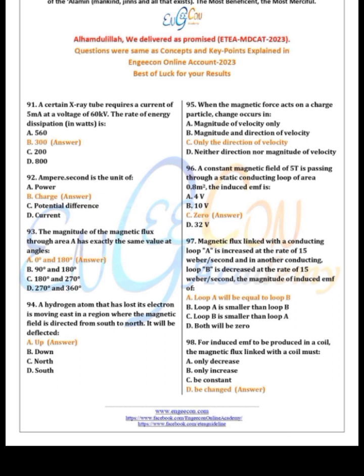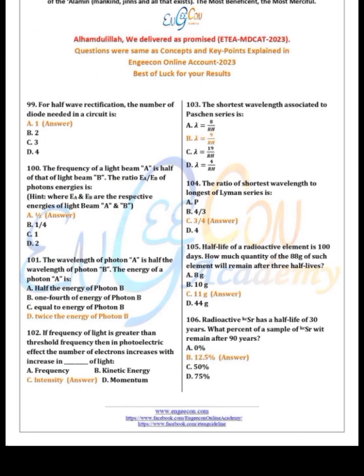98. For induced EMF to be produced in a coil, the magnetic flux linked with the coil must only decrease, only increase, be constant, be changed. Correct option is be changed. Now come to 99. For a half wave rectification, the number of diodes needed in a circuit is 1.